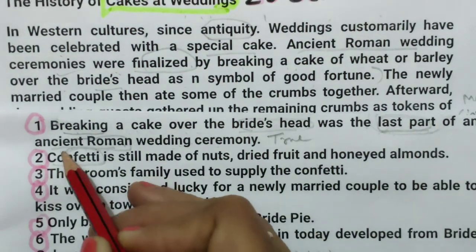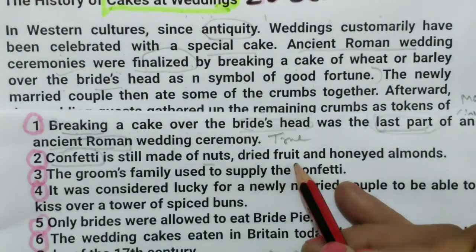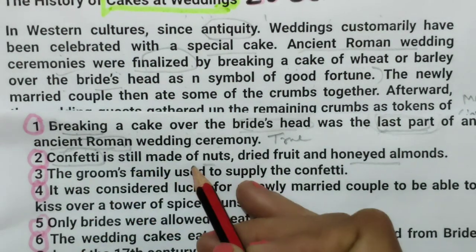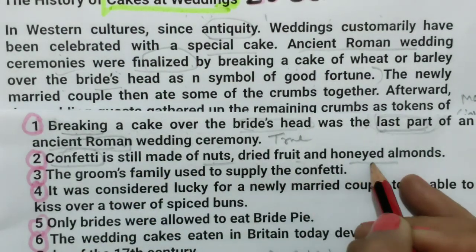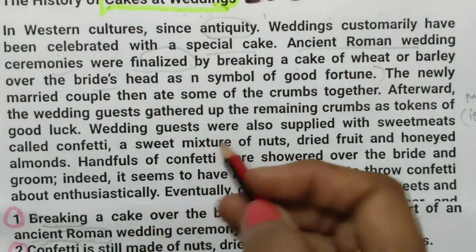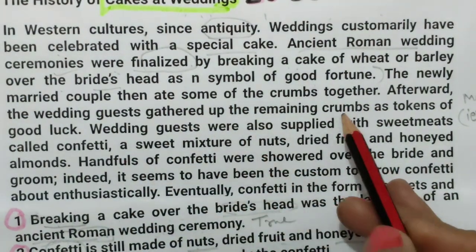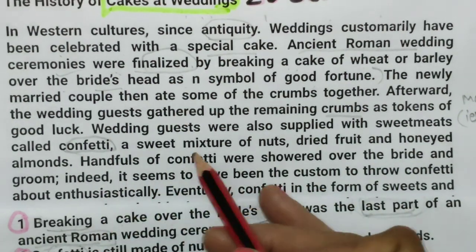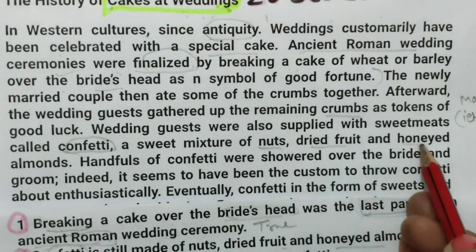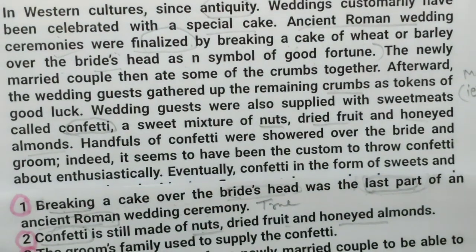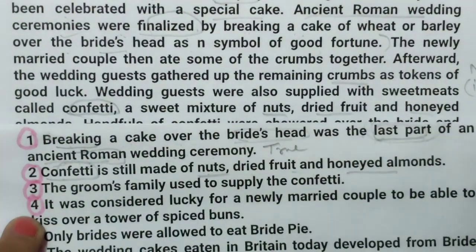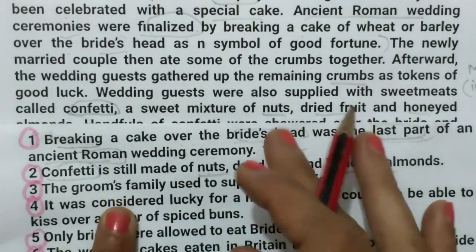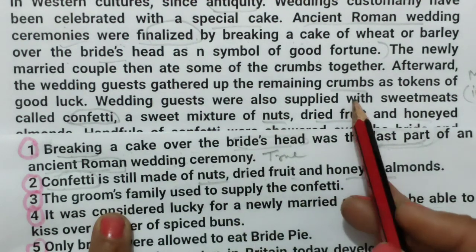Next is, confetti is still made of nuts, dried nuts and honeyed almonds. Okay, this word will take us to the location, and then we will find nuts, dry fruit and honeyed almonds. Okay, let's find this confetti. I will not read so much, whatever is important. So confetti is here, nuts is also here, dried fruit, honeyed almonds, everything is here. Okay, let's read the statement here. Confetti is still made of, if it is still made of nuts, dry fruit and honeyed, then it will be true. Okay, still means present time they are talking.